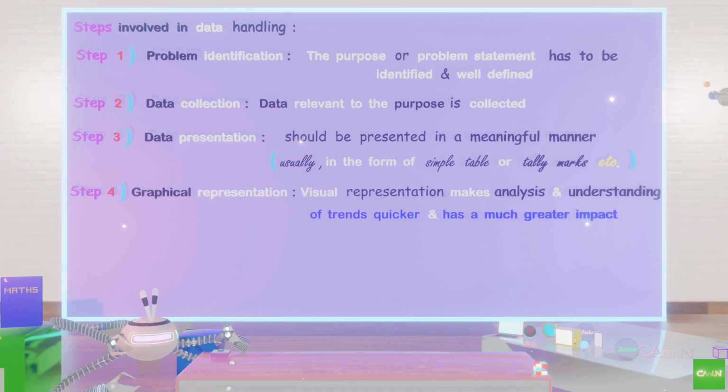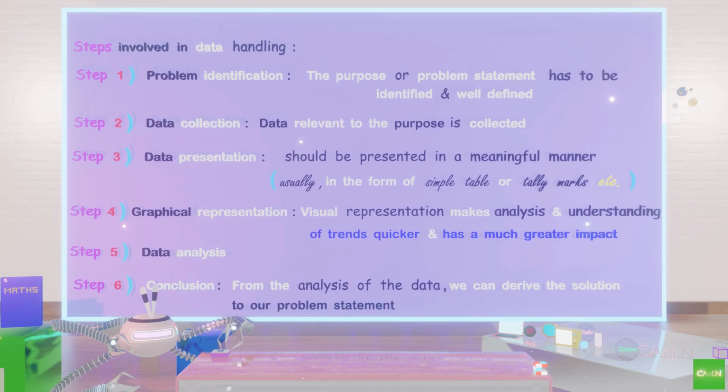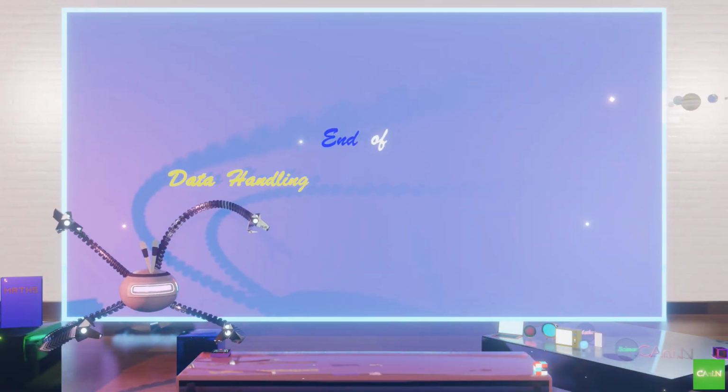Step 4. Graphical representation. Step 5. Data analysis. Step 6. Conclusion. From the analysis of the data, we can derive the solution to our problem statement. Simple, right? This ends our topic on data handling.